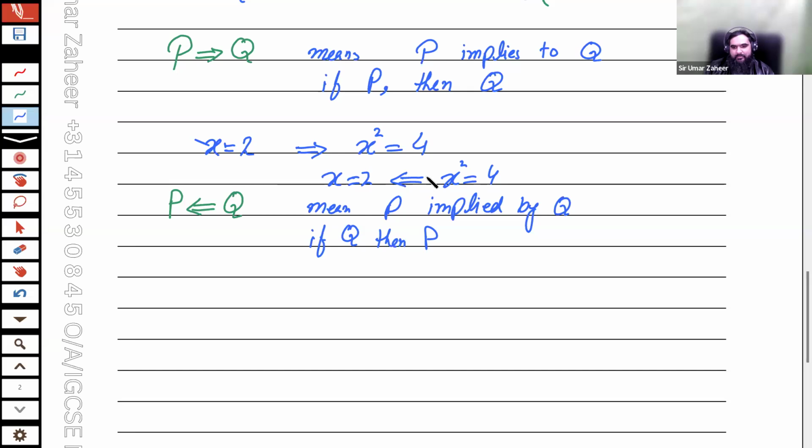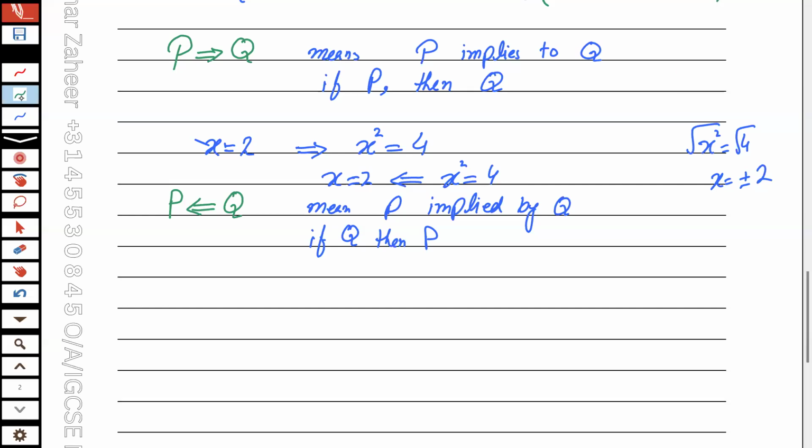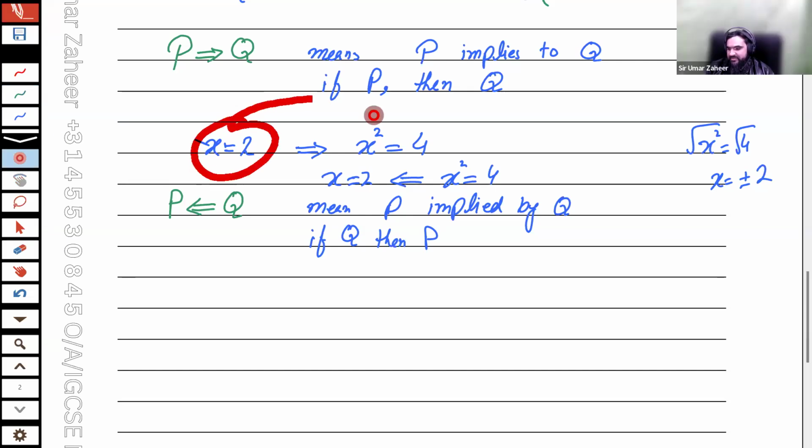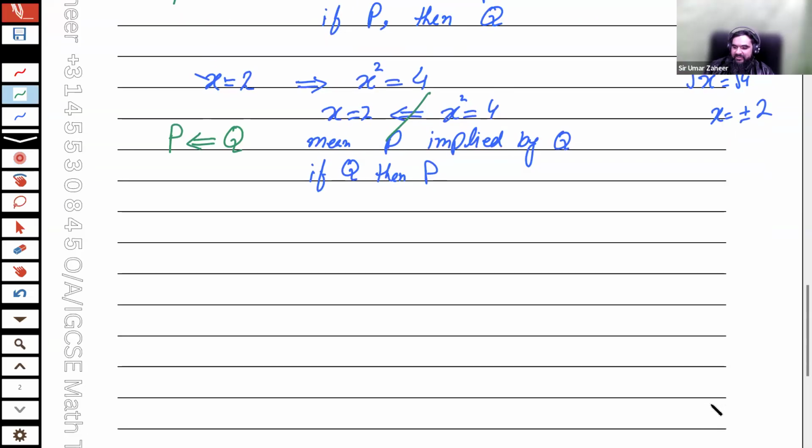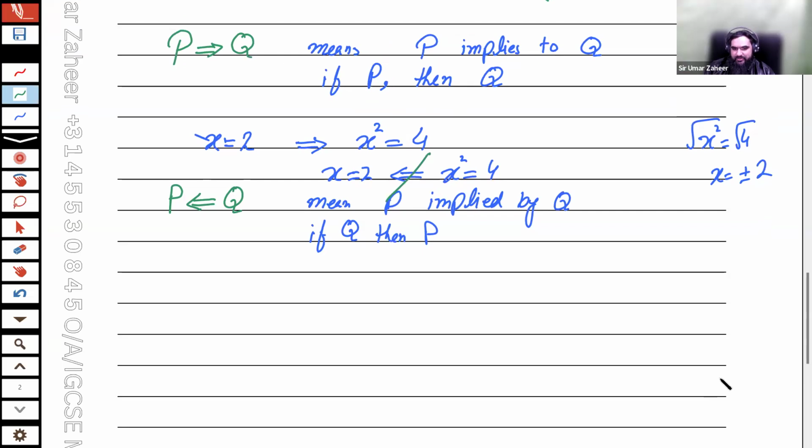Okay, is there anyone? Yes, sir. If you take the square root, what is the answer? You will get positive 2 and negative 2. So it is not necessary it will be positive 2. It can be negative 2. Okay. So this means that if you have x is equal to 2, you can make the result x square is equal to 4. But if you have x square is equal to 4, you cannot make that x is equal to 2. These are the implying signs we are going to use in different questions.